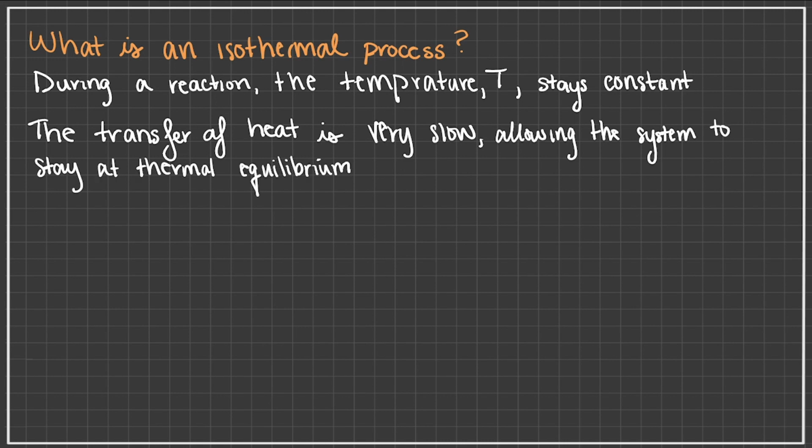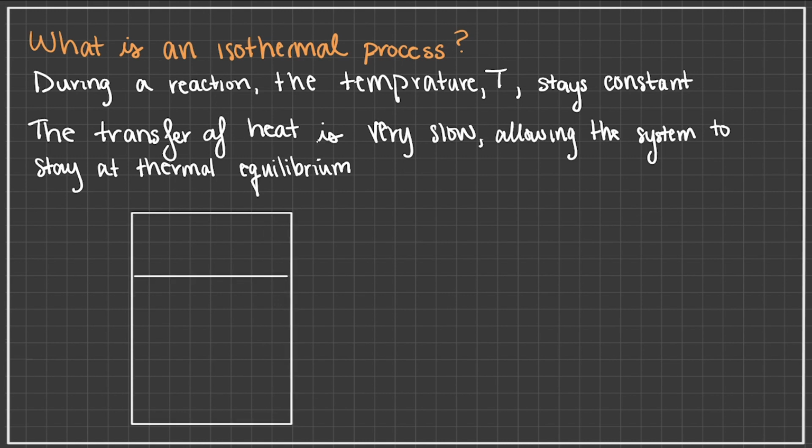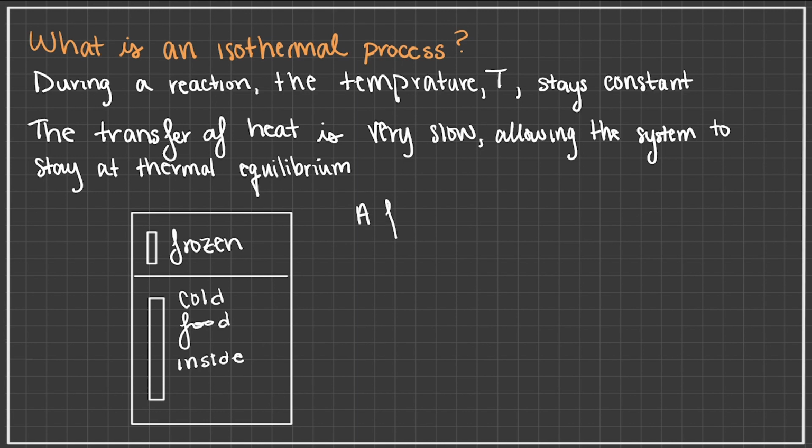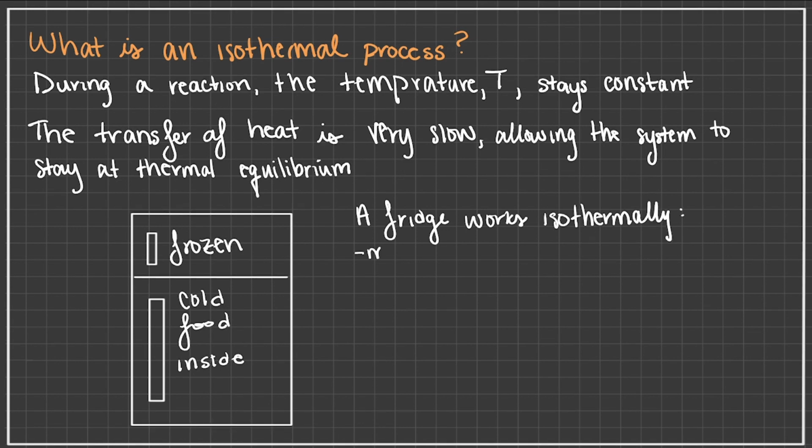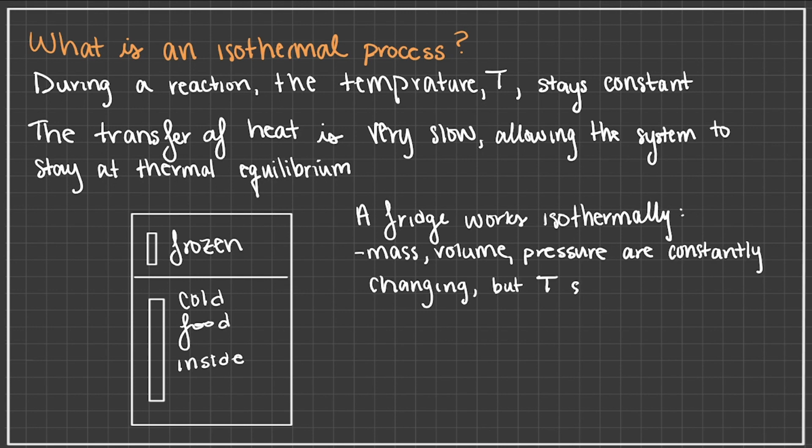We can kind of see this when we look at a fridge. Now, a fridge works isothermally. The mass inside, the pressure, and the volume are all constantly changing, but the temperature inside the fridge seems to always stay at the same temperature. So this means that the heat into the fridge equals the heat out of the fridge, which allows our food to stay the same temperature every single day, all day.